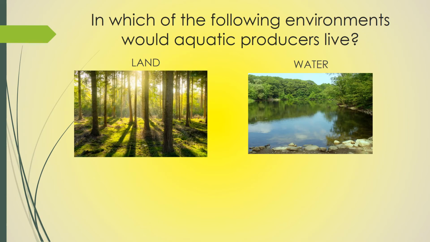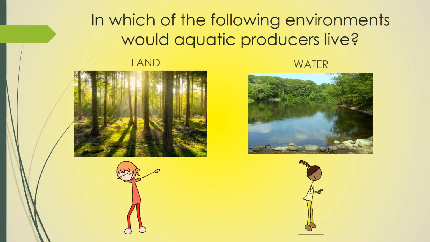Take a look at these two environments. In which of the following environments would aquatic producers live? Land or water? If you think it's land, you're going to do dabs. If you think it's water, you're going to jump in place. Ready? Go.